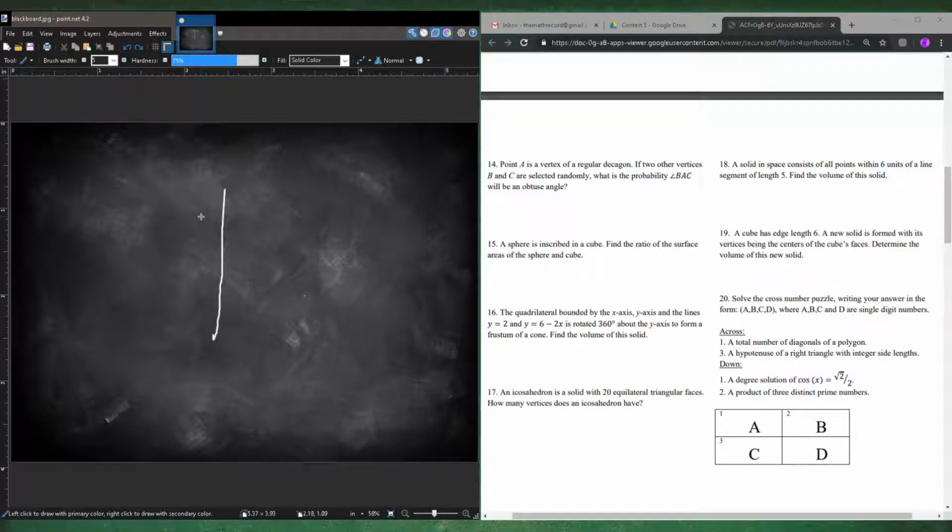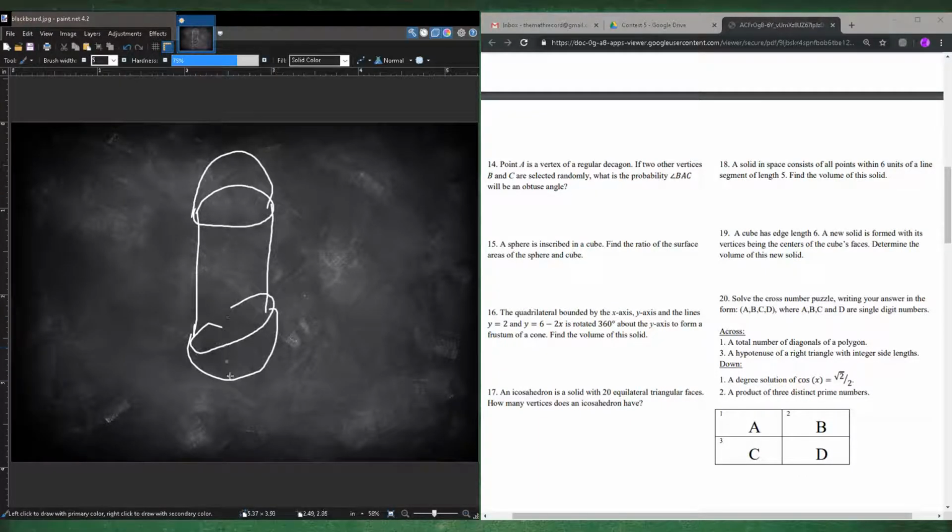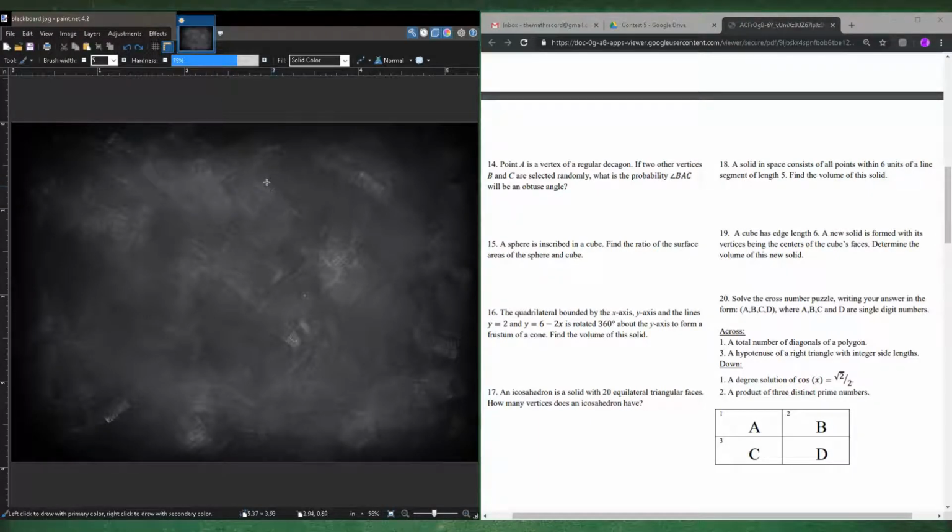What it looks like is a cylinder plus 2 semispheres. So this part and this part make a sphere, and you have a cylinder. So we just gotta find the volume of the sphere and the cylinder. Since the segment is length 5, the height of the cylinder is 5.